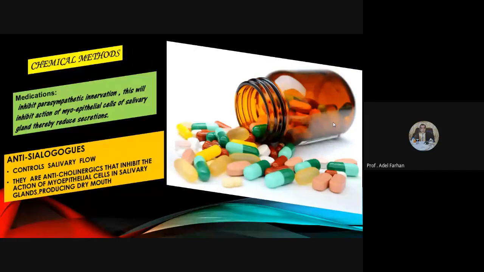Another means of control is the chemical method. Chemical means you have to use a medicament. This medicament inhibits the parasympathetic innervation, and this will inhibit the action of the myoepithelial cells of the salivary gland, thereby reducing secretion. We use anticholinergic drugs. It will control, as we say, the blood flow, and most of these drugs are anticholinergic and inhibit the action of the myoepithelial cells.